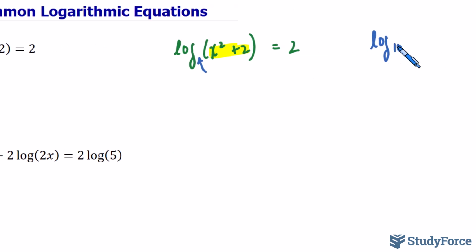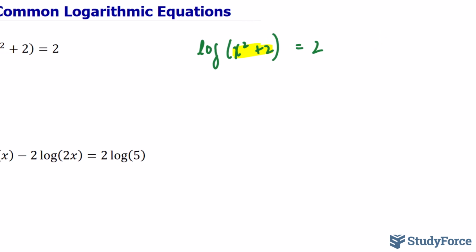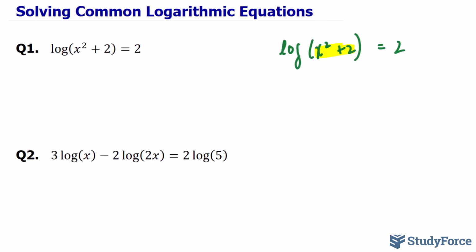Because it's a common log, we can cancel out the log part if we raise both sides of the equation as exponents to the base 10. Let me show you what I mean. So we have a base 10 on both sides, and what this will do is it will cancel out the log, leaving us with x squared plus 2 is equal to 10 to the power of 2. We know 10 to the power of 2 is 100.